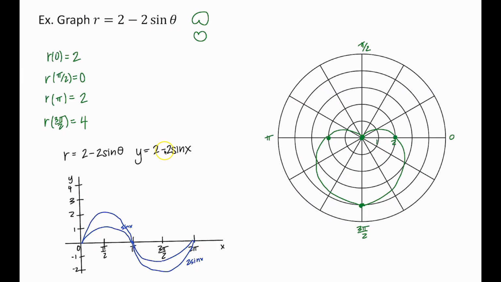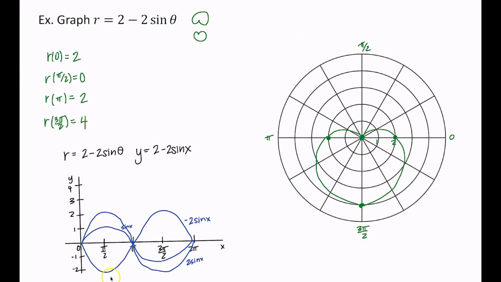What does this negative right here do? That's going to flip it. So now this 2 sine x function is going to be reflected over the x-axis. So that's going to look like this guy right here. So this one is negative 2 sine x. And then that 2 in the front, that's going to be a shift up 2 units.